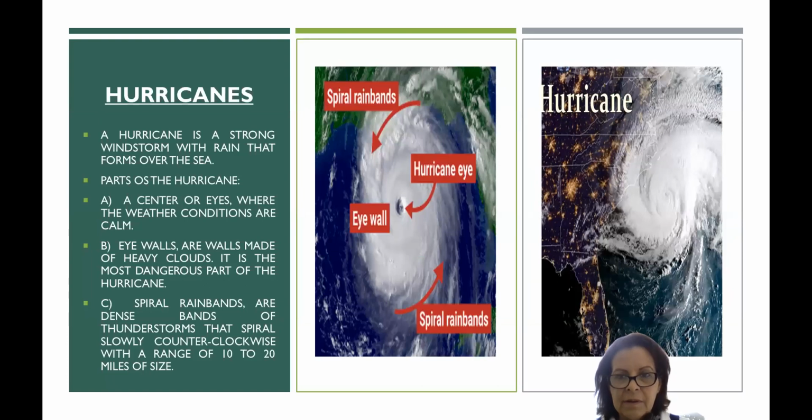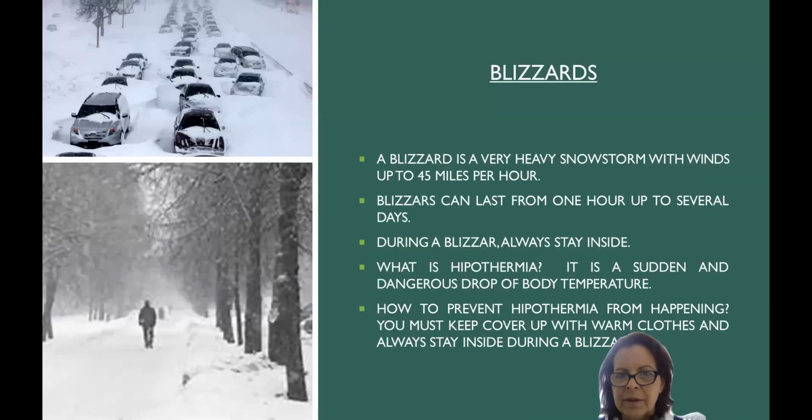The next one is the hurricane. A hurricane is a strong windstorm with rain that forms over the sea, over the oceans. As we see in these pictures, we can look at the parts of a hurricane. The center of the hurricane is called the eye of the hurricane. Then we have the eye wall, which is the most dangerous part of the hurricane, and then the spiral rain bands. When we look at the television, we can see that the forecast is always talking about the strength of the spiral rain bands.